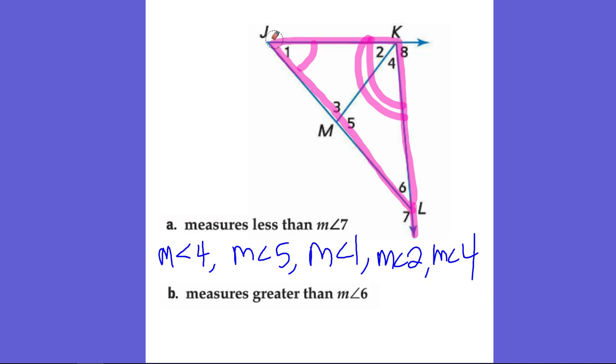And then in part B it says we want to find the measures of all the angles that are greater than angle 6. So angle 6 is an interior angle in this triangle. Angle 3 is an exterior angle for the yellow triangle, KML. So angle 3 should be bigger than angle 4 and angle 6. So which one's greater than angle 6? That exterior angle, angle 3.